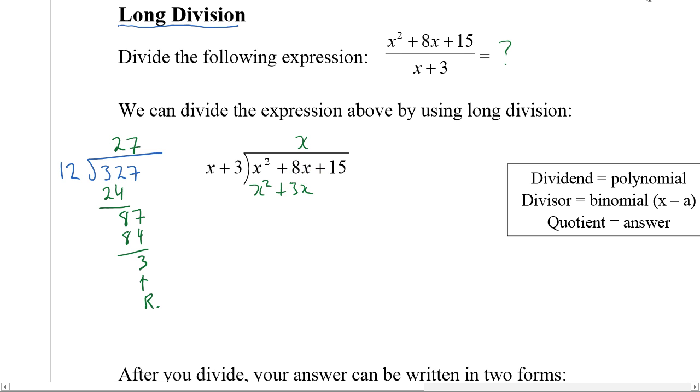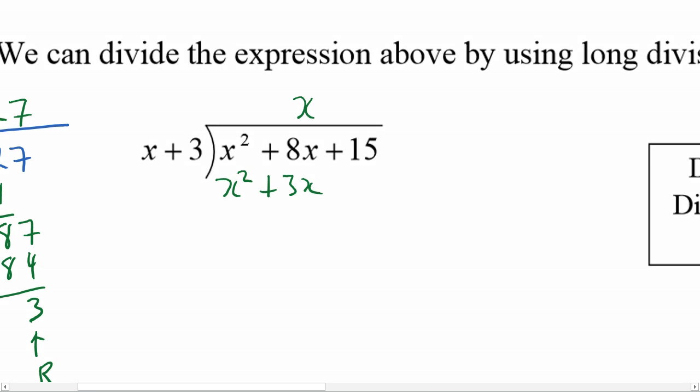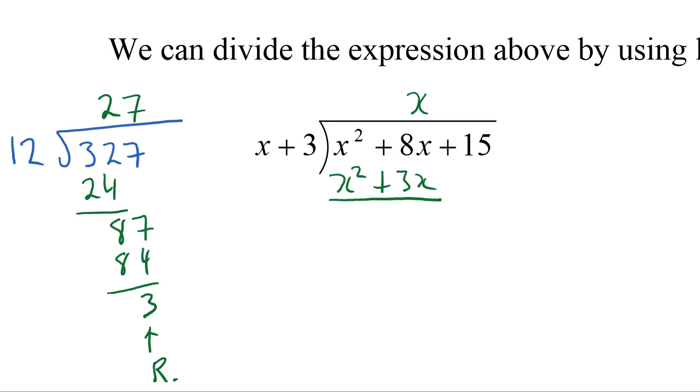Okay, so now I want to subtract just like I did before. x squared minus x squared should be nothing. And just like over here, I didn't put a 0 here, I don't really have to leave anything here. 8x minus a positive 3x gives me 5x. Now I'm going to bring down that 15. Now how many times does x plus 3 go into 5x plus 15? Well, it goes nicely. It goes 5 times.